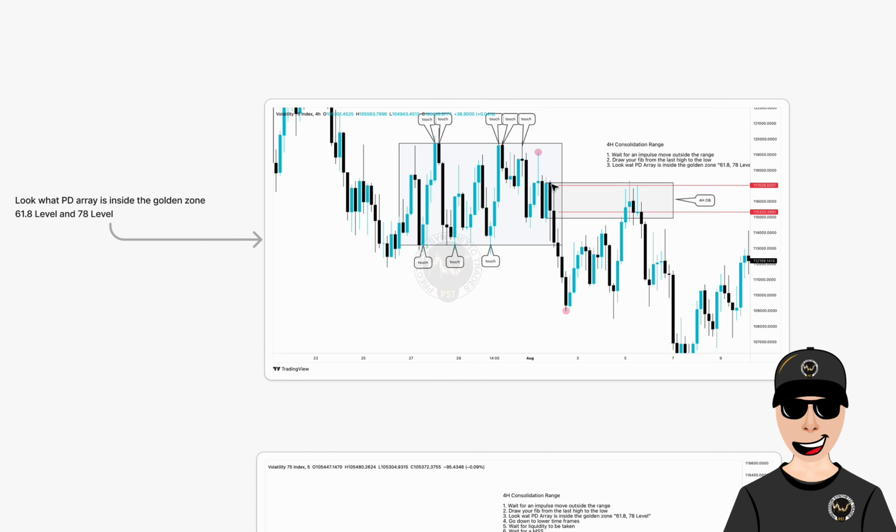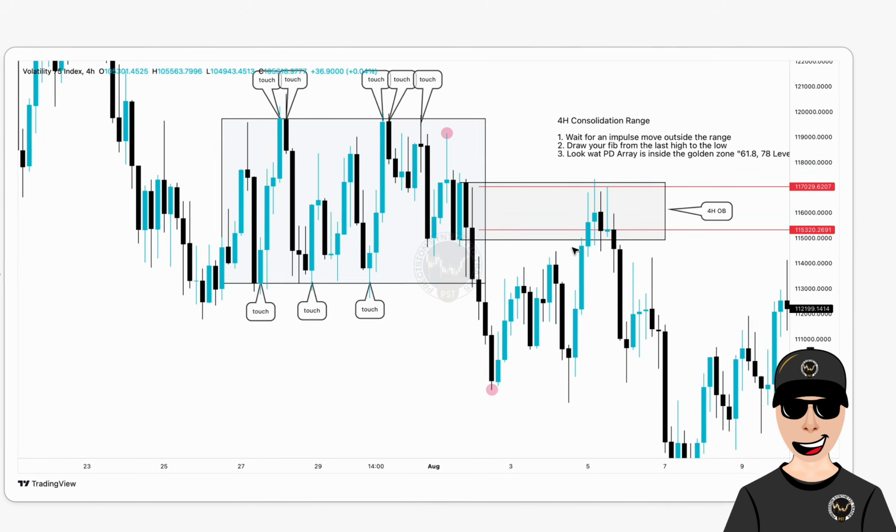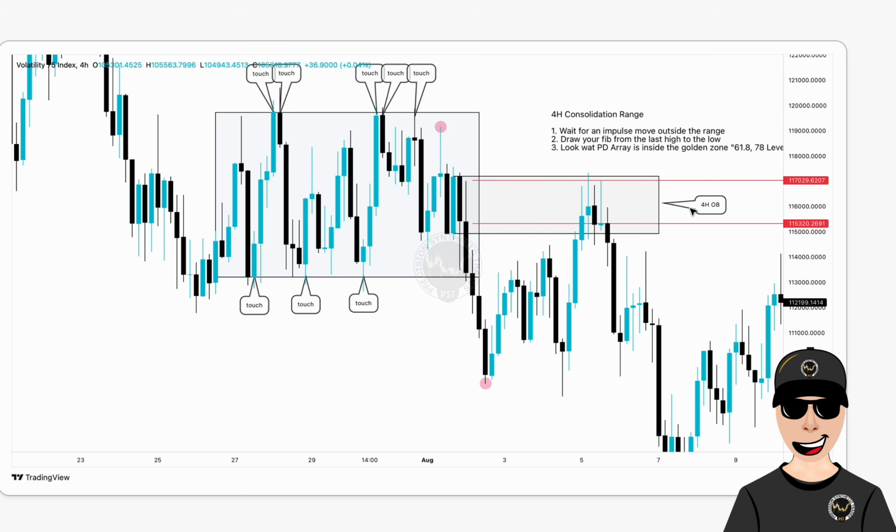We had a big order block here. As you can see, that was the last up candle before the down move. So there's our order block. I marked it out with the zone there for our order block.